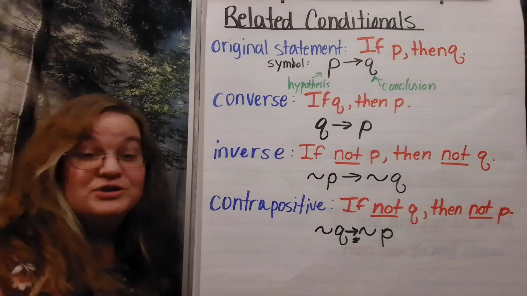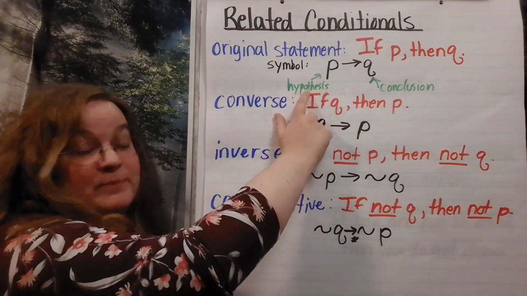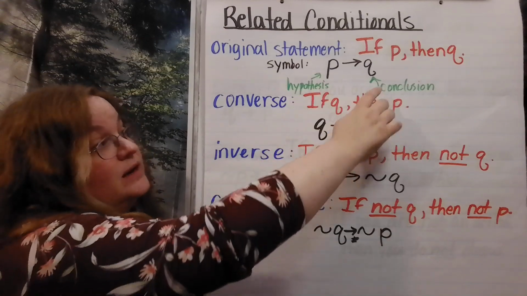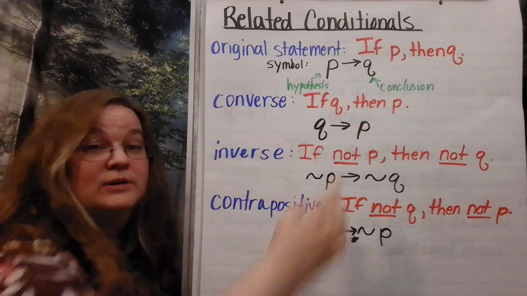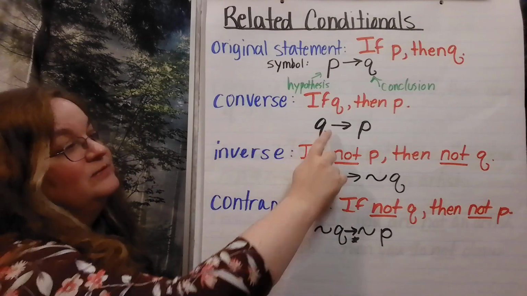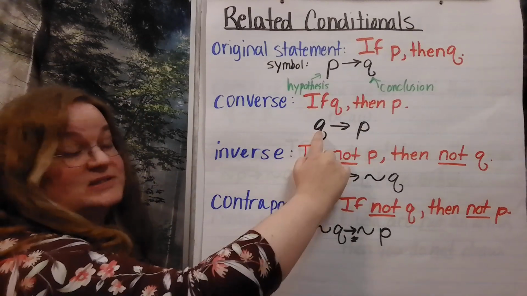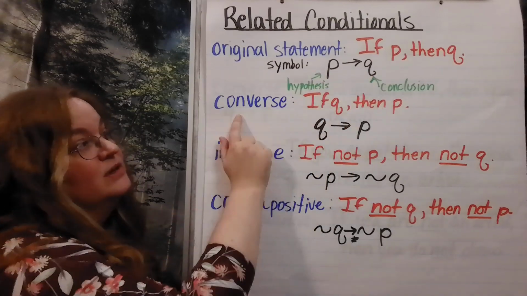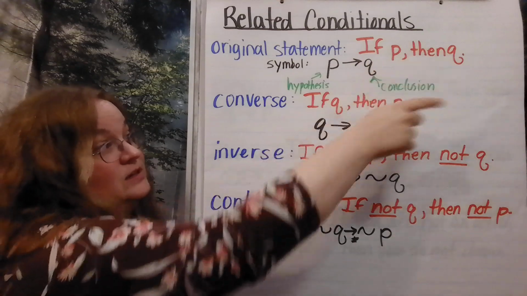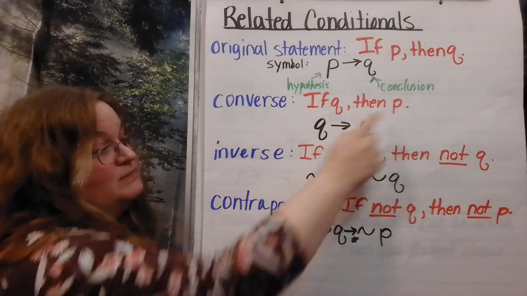So we know our original conditional statements had a hypothesis and a conclusion, and that the hypothesis was P and the conclusion was represented by Q. Well, what happens when we start flipping things around? If we flip the conclusion and the hypothesis, see that they're in the opposite order, that's what's called the converse. So instead of if P, then Q, it's if Q, then P.